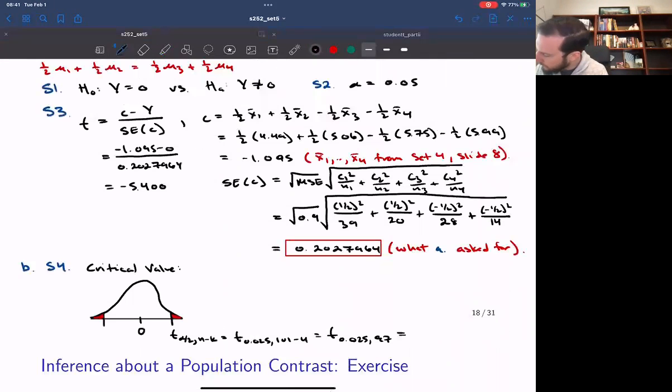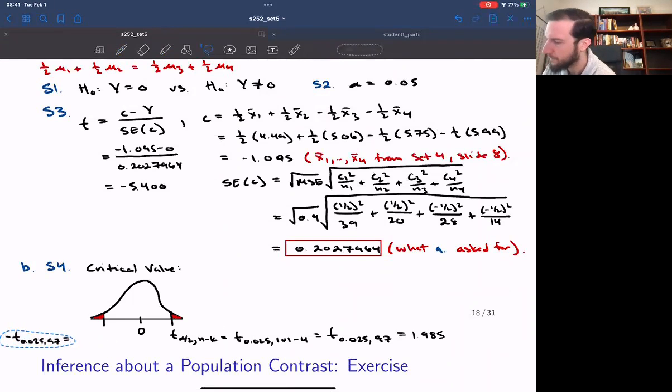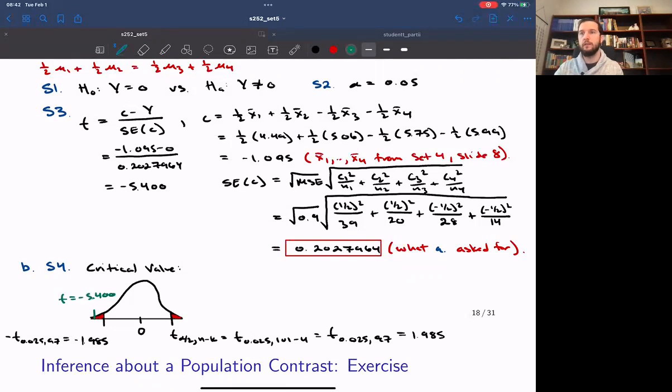So this value here is 1.985. That means that in the lower tail, we have negative t 0.025, 97, which is negative 1.985. Then the test statistic is negative 5.4, so that'll be somewhere here. The test statistic is clearly in the rejection region, so we can reject H naught.